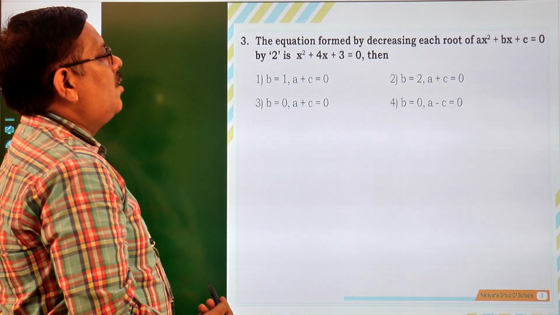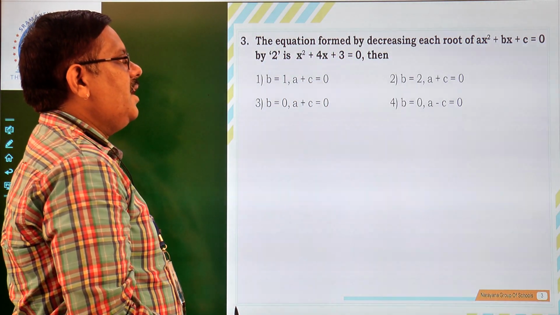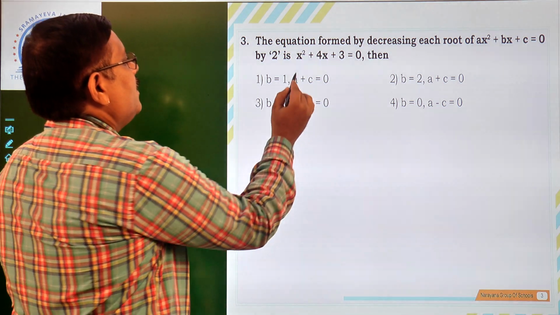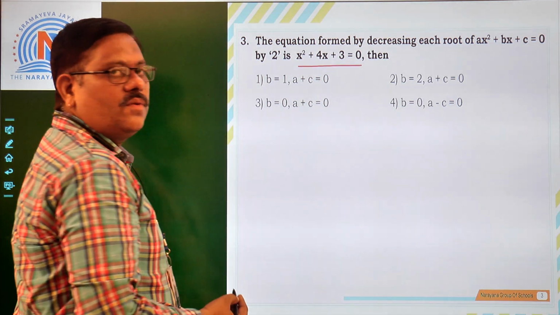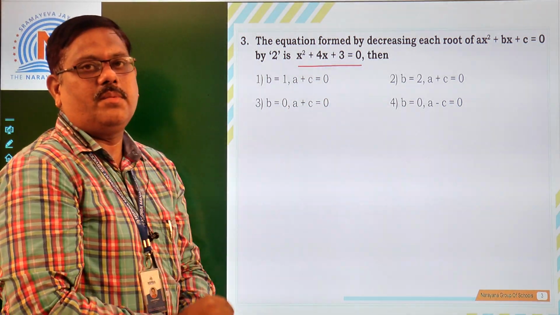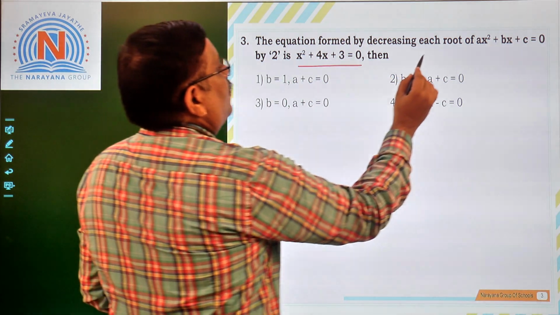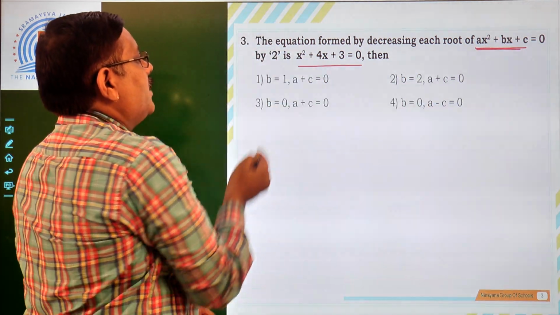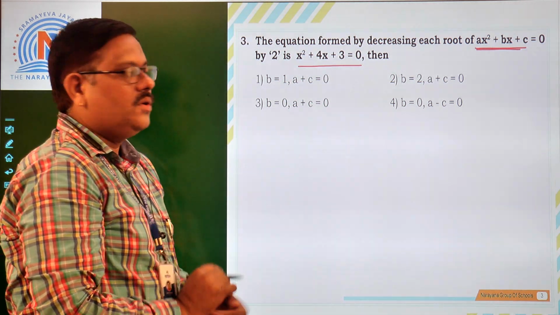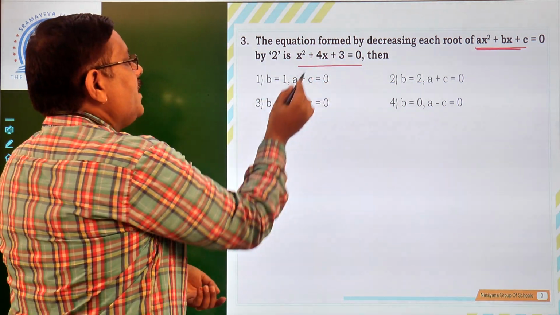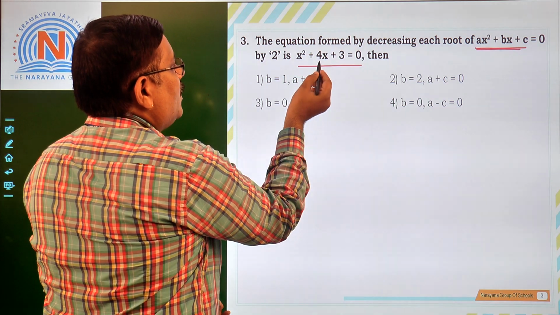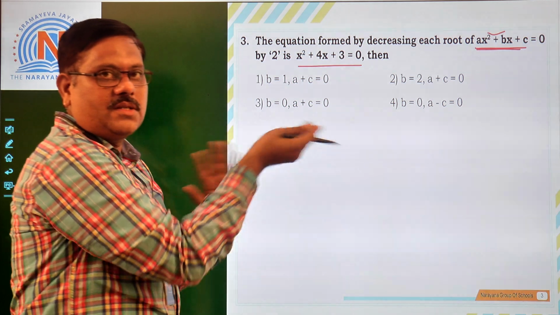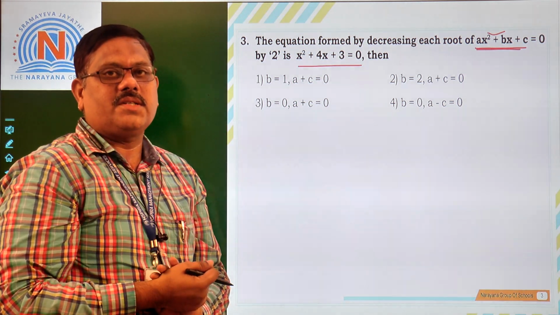The equation found by decreasing each root of ax square plus bx plus c is equal to 0 by 2 is x square plus 4x plus 3 is equal to 0. Then what condition will be satisfied? Okay, so each root of ax square plus bx plus c is decreased by 2, so that we got x square plus 4x plus 3 is equal to 0. Let us do it in reverse by taking it as f of x. If each root is increased by 2, this equation will be formed. Reverse, so as to make our simplification easy.